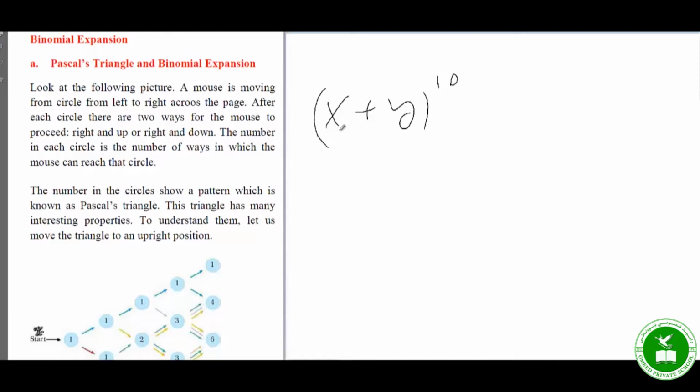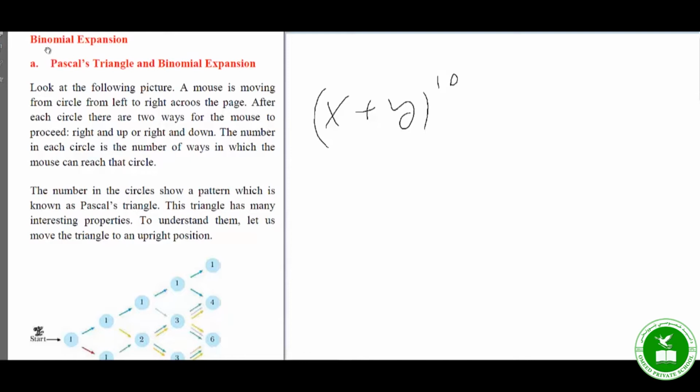For example, as you see here, x plus y is a binomial expression. It has two terms, x and y. But if you want to expand x plus y to a power of n, or any binomial expression like x plus y to a power of 10, and you multiply x plus y 10 times by itself, the result will be the expansion of this binomial expression. We can also solve binomial expressions by combination.